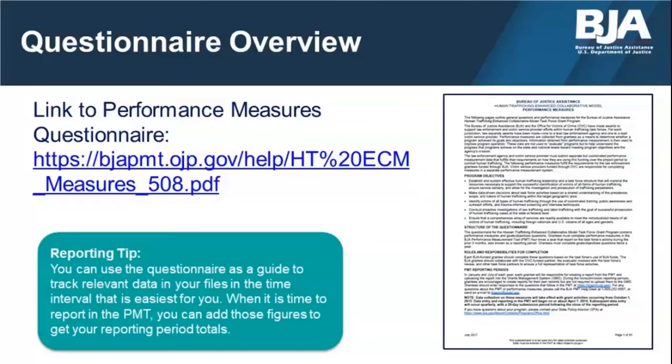Moving on, here is a link to the Performance Measures Questionnaire. This is a PDF document which lists every question that you will encounter in the online PMT system to report on. You'll find that it's easier to track your required data to report outside the PMT on an ongoing basis, and then add it all together when it is time to report in the PMT. We strongly encourage you to use whatever approach is more effective for you. You'll see a screenshot of the cover page to the questionnaire here on the slide. This page is a handy reference with reporting deadline and contact information if you need it and have any questions.